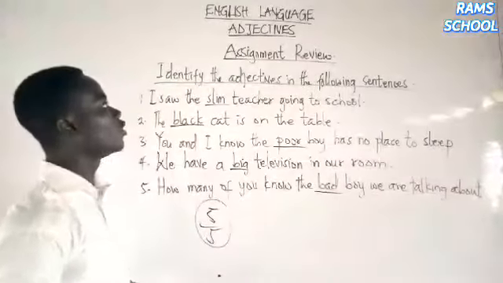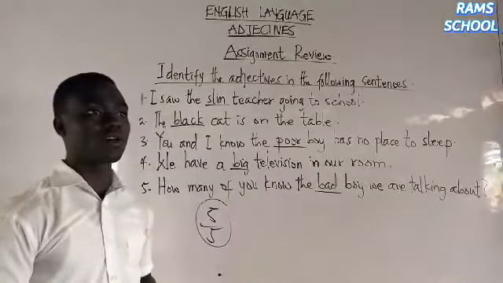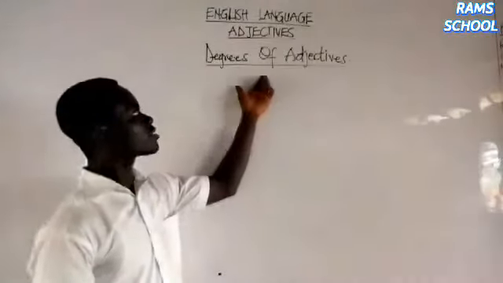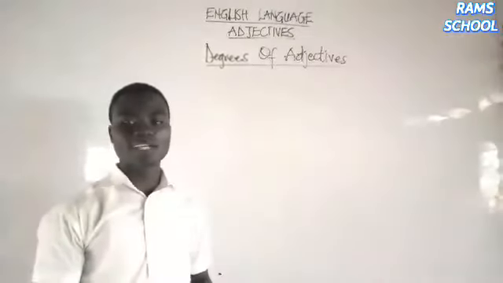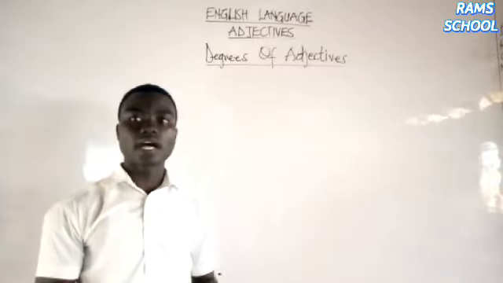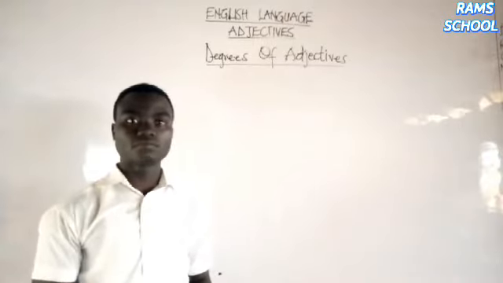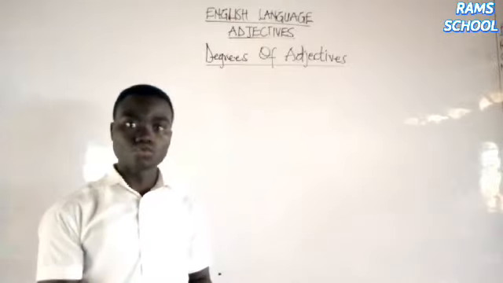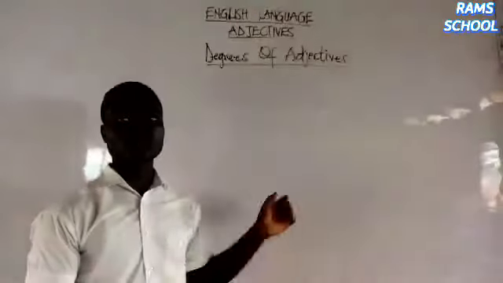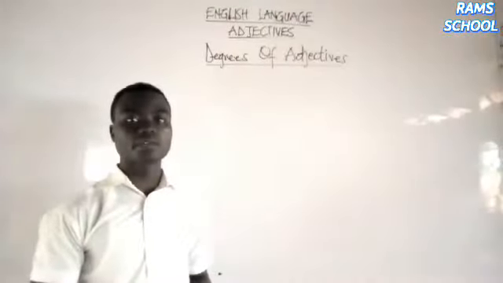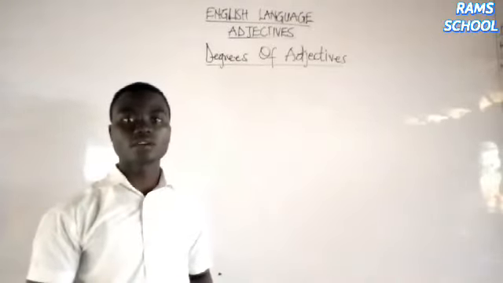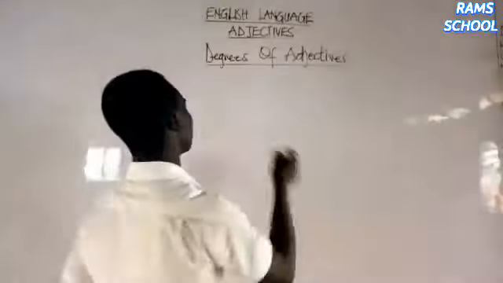Bravo. Good. So we move on to our next subtopic, which is degrees of adjectives. One may wonder, when you say degrees of adjectives, what does it mean? Degrees of adjectives is how an adjective is being used to describe one item, 2 or 3. Don't worry, we'll talk more about it when we consider the 3 types of degrees of adjectives we have. In English, we have 3 types of degrees of adjectives. They are 1, 2, and 3.